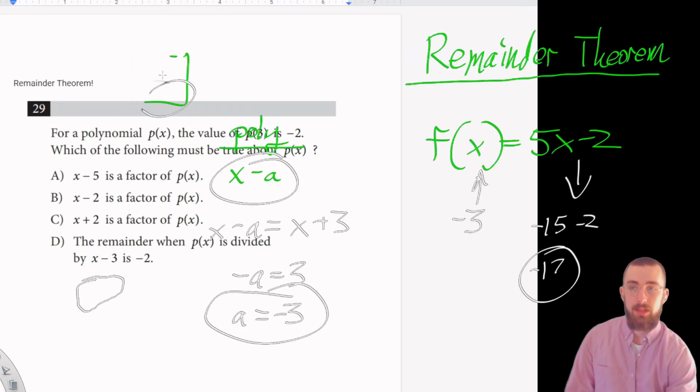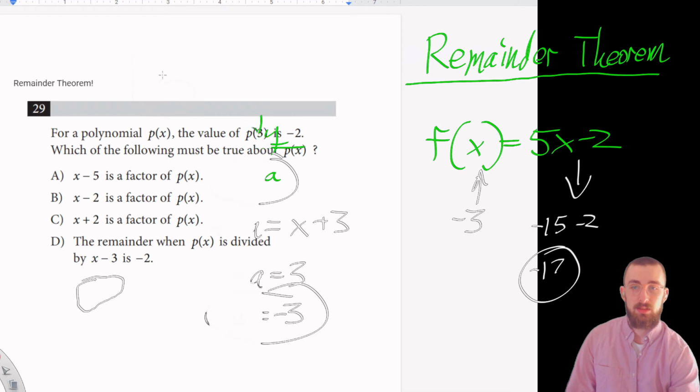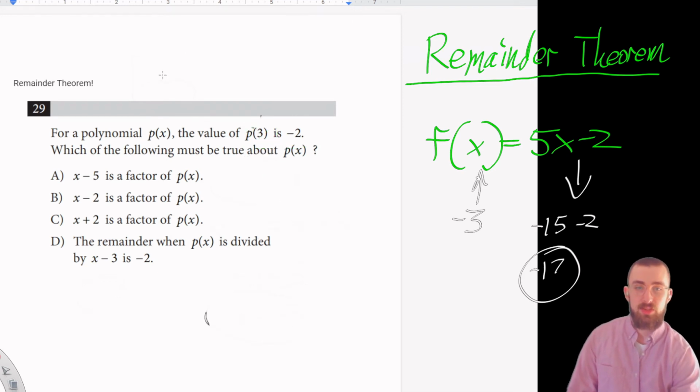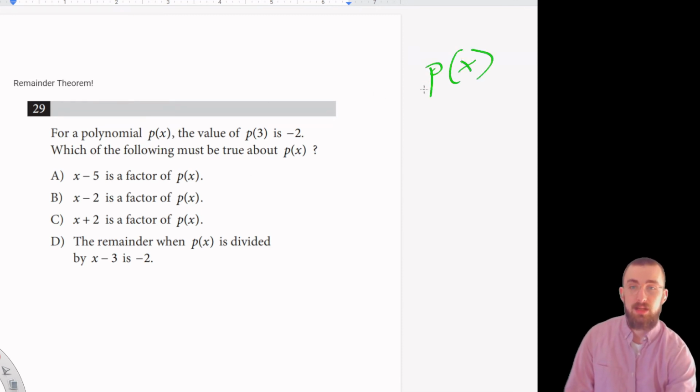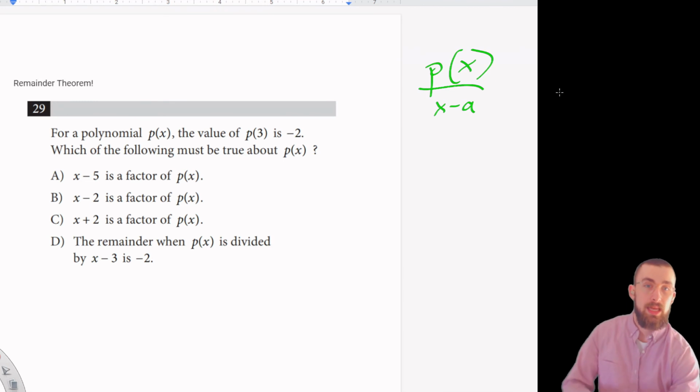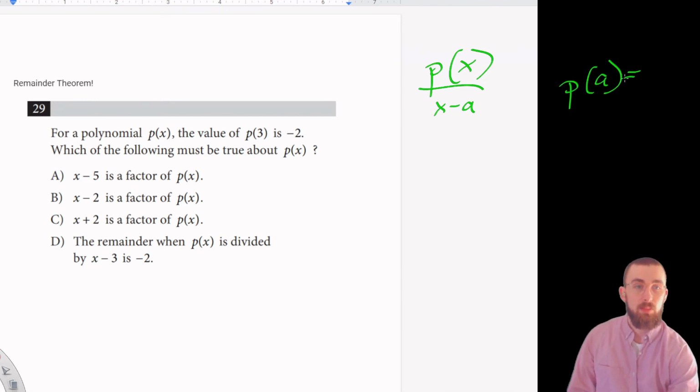Remainder theorem, the whole point, let me get rid of all these extra things. The whole point of remainder theorem is that if you have a polynomial p of x, so p of x divided by x minus a, you can again plug in a into the p equation, p of a, and that will equal your remainder.